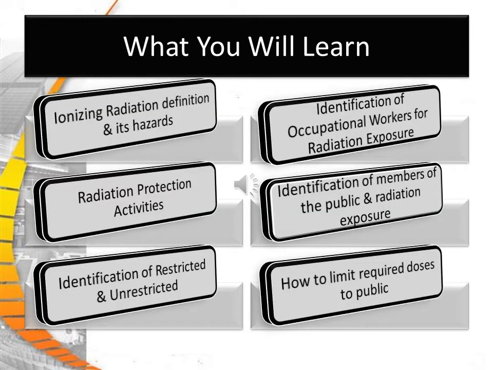What you will learn. We'll talk about ionizing radiation, giving a definition and its hazards. We'll talk about radiation protection activities, the identification of unrestricted and restricted areas, the identification of occupational workers for radiation exposure, as well as the identification of members of the public and their radiation exposure. Lastly, we'll talk about how to limit required doses to the general public.